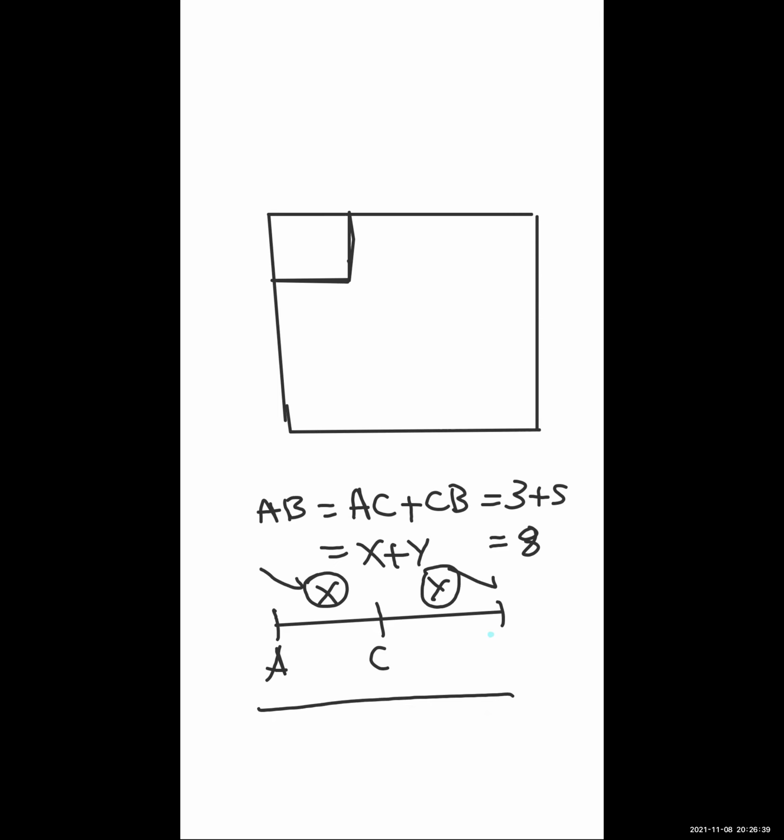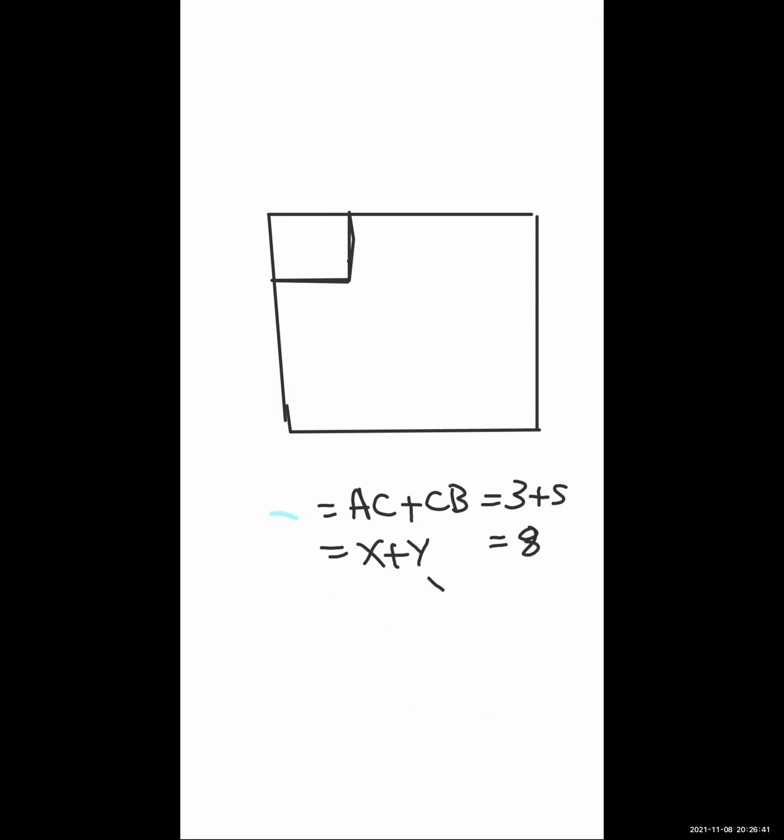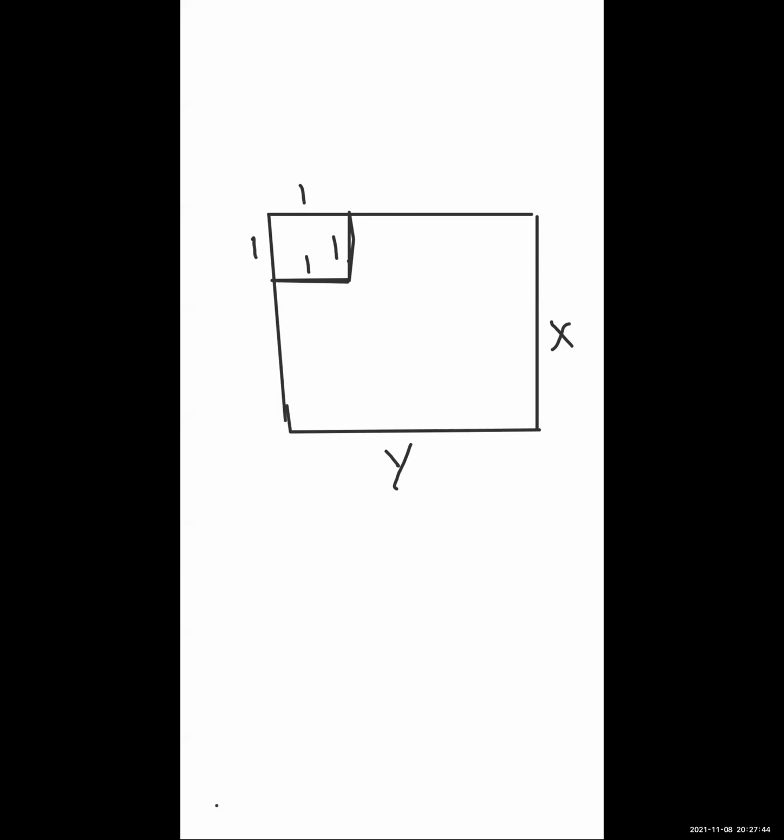Okay, the next question: there's a rectangle like this one, and there is a small square inside. This side is Y and this side is X. And the length of each side of the small square is 1 centimeter. There is a small square inside this rectangle.